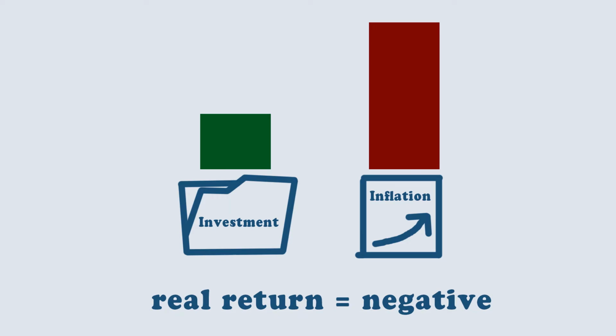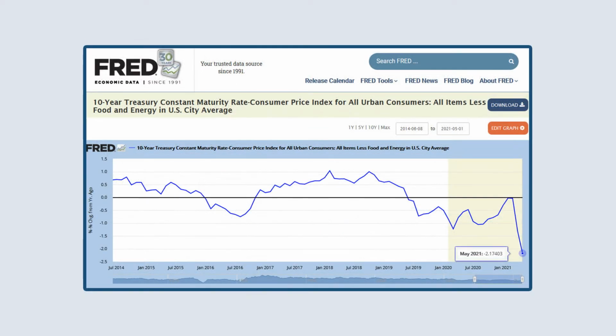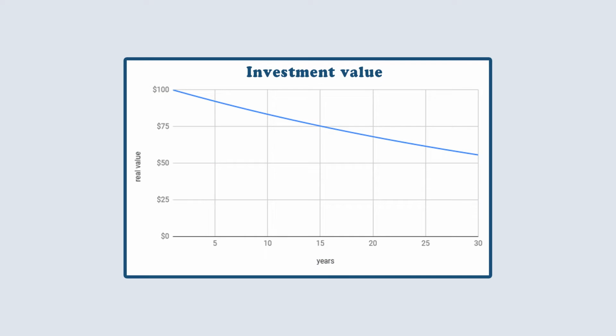This happens when investments give a lower return than the inflation rate. Here's a chart showing the difference between the 10-year government bond yield and inflation. So the line has been slowly trending downwards for the last 40 years, and it has recently gone negative. In fact, as of last month, the real interest rate was negative 2.17%. Why is this significant? Because it means that if you're holding bonds, you are losing about 2% of your purchasing power every year.